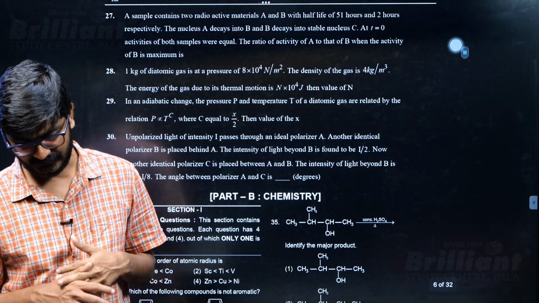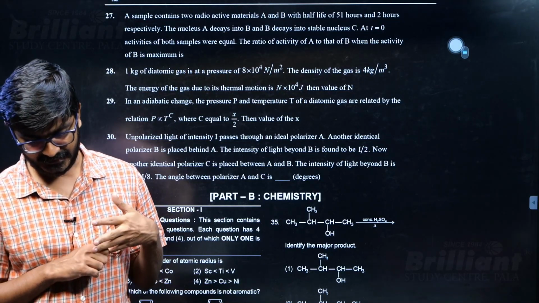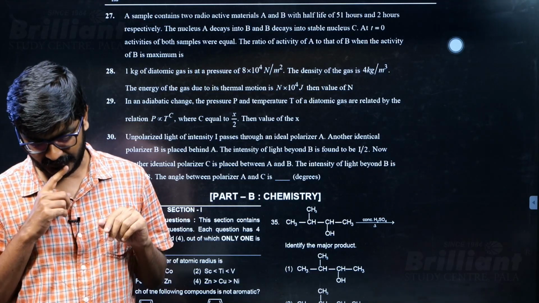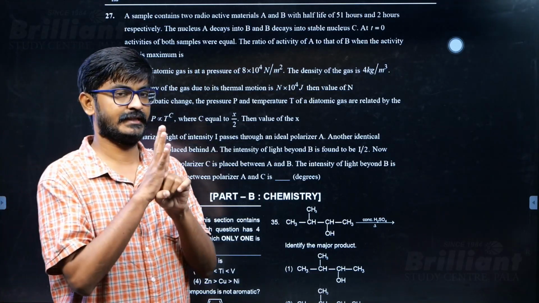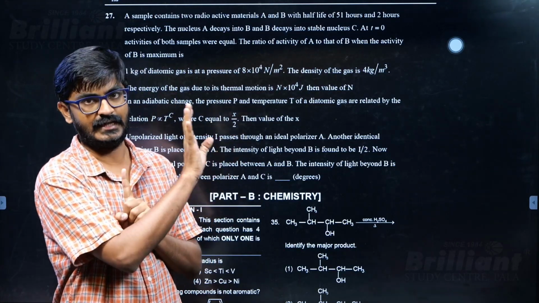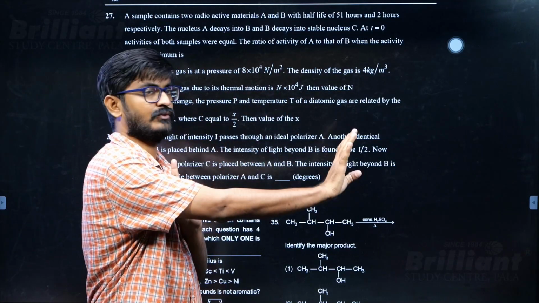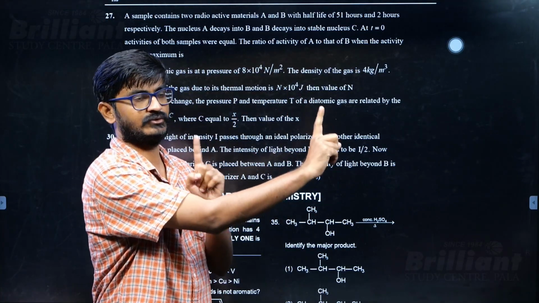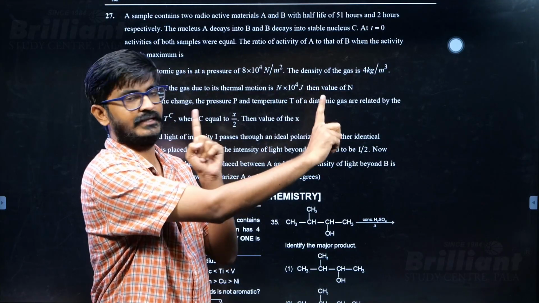An unpolarized light of intensity I passes through ideal polarizer A. Another identical polarizer B is placed behind A. The intensity beyond B is I by 2. See, unpolarized light is passing through A, so it will come out as polarized light with intensity I by 2. Now if it is passing through another polarizer and the intensity remains the same, the meaning is this axis and this axis are the same. So axis A and axis B are aligned along the same direction.